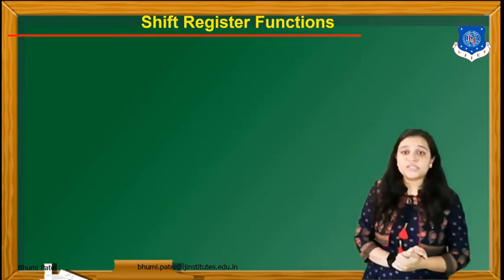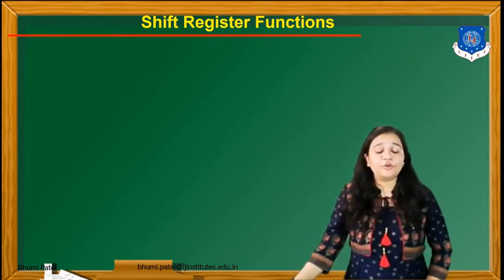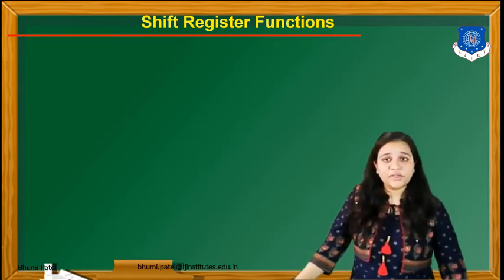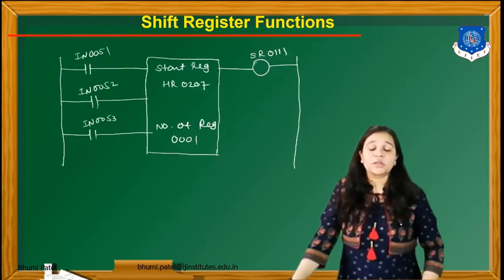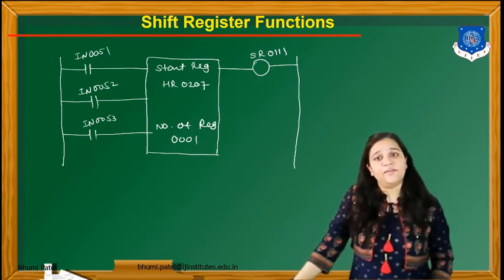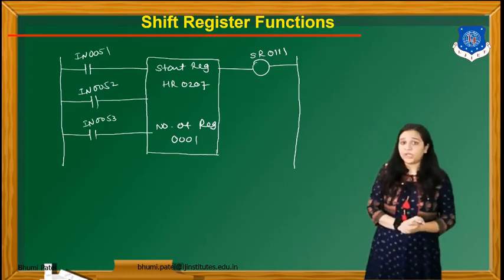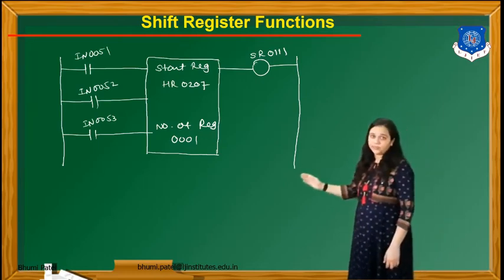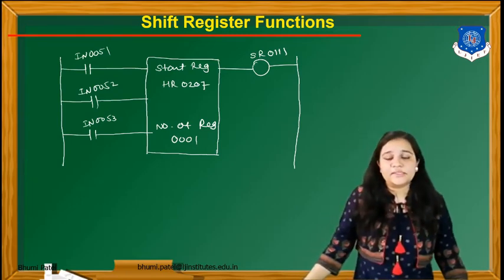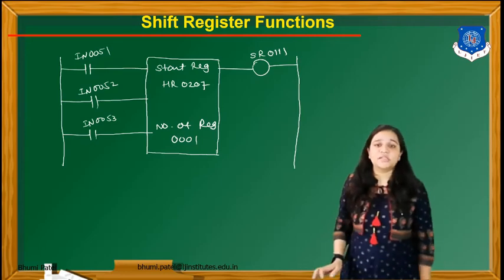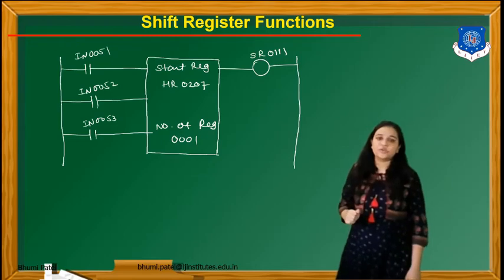Now the next one is the shift register function. If you have to shift a bit for a particular address, you use the shift register function. Generally we use shift right register and shift left register. What is the block format of the shift register? Here the number of inputs is 3: IN0051, IN0052 and IN0053. The starting register will be HR0207 and the number of registers will be 0001.